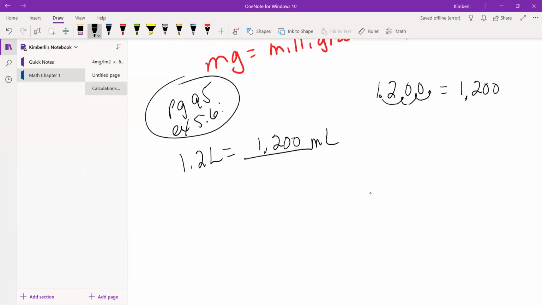Okay, now if you want to do that in ratio and proportion, that's on the middle of page 95. And in dimensional analysis, it's going to look like this. I want to end up with milliliters, and there's 1,000 milliliters to 1 liter, and I have 1.2 liters. And I'm going to stick it over 1 just to make a decimal out of it.